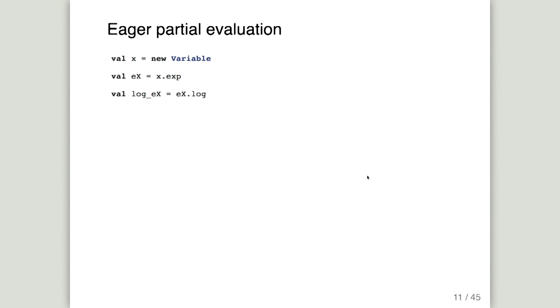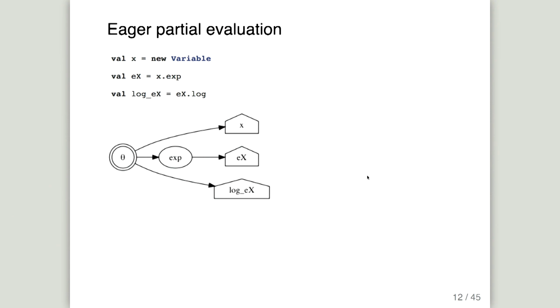Second question, what is log of e to the x? Log of e to the x is x. And so that's what we actually get. You can see that the e to the x has the x node, but for log of e to the x, we just go back to a direct reference to x. So it's doing what I'm calling here an eager partial evaluation.